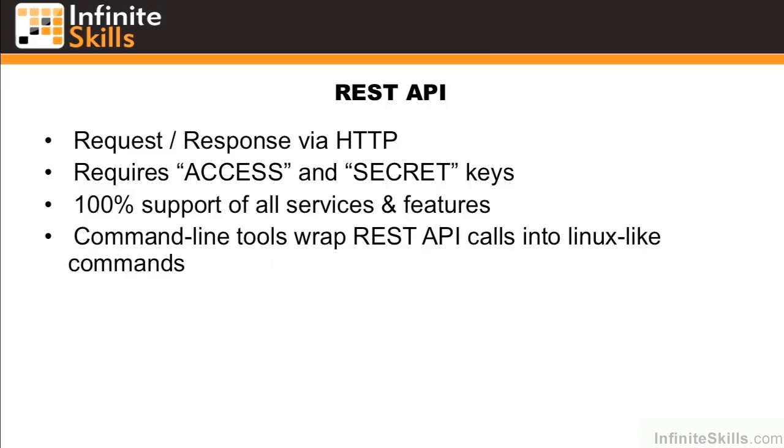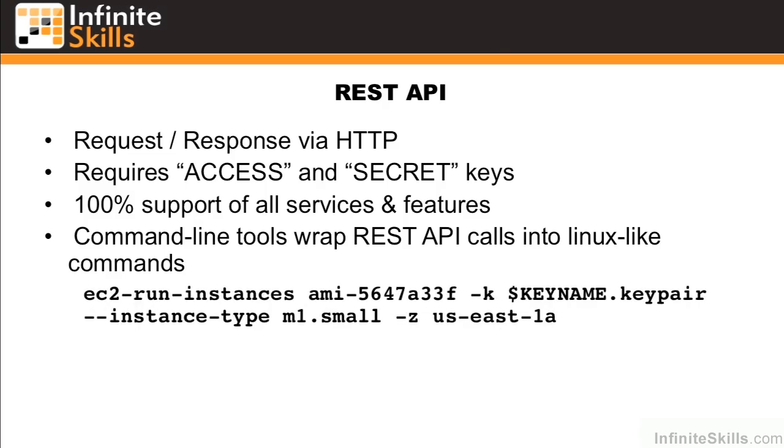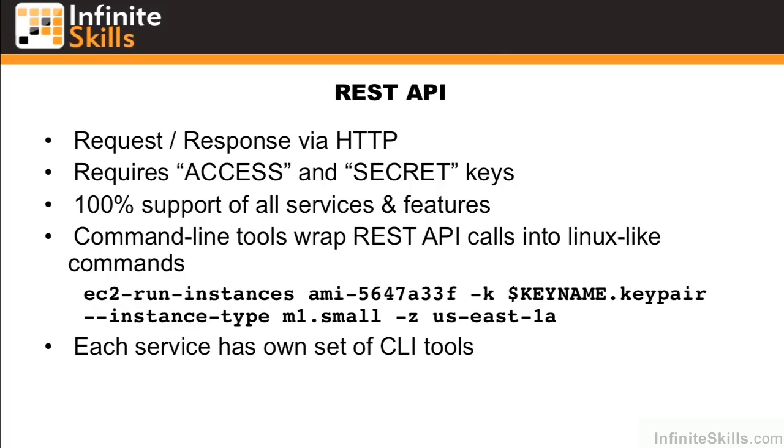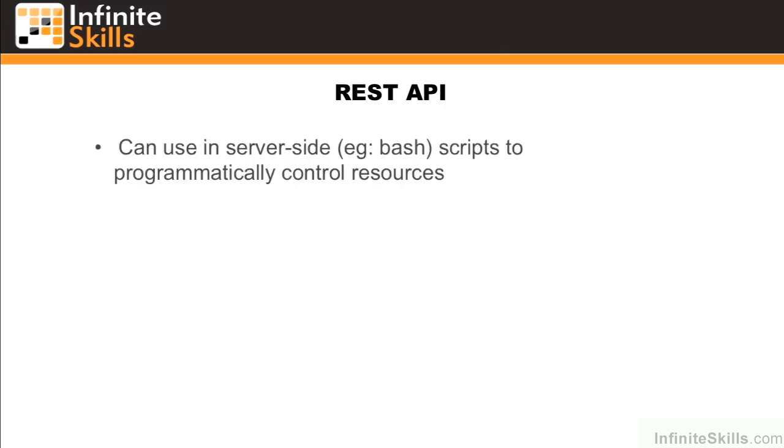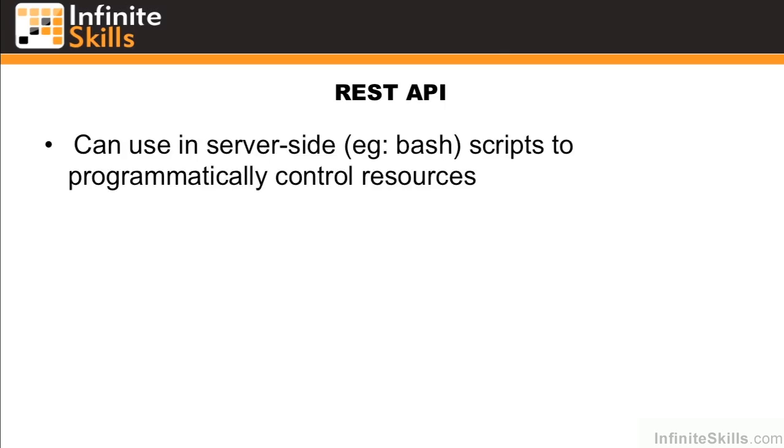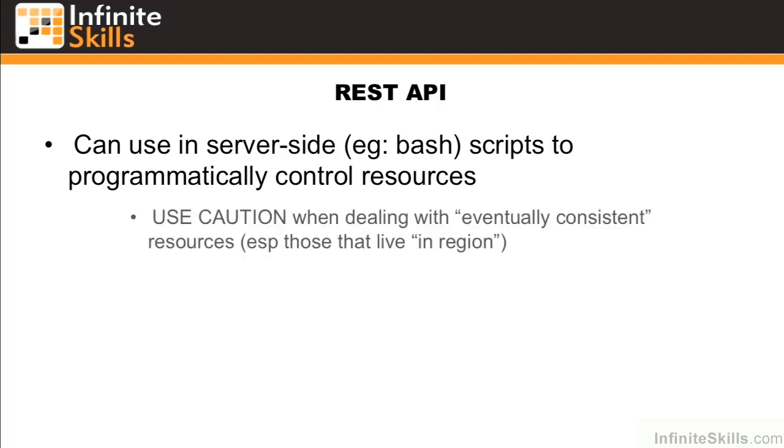Command line tools also wrap the REST API calls into Linux-like commands, such as this, to spin up a single instance. Each service has its own set of CLI tools, and you can download those through the AWS interface. The first three characters of each tool generally designates what it's for, such as EC2- is for EC2, AS- is for autoscaling, Mon- is for CloudWatch, so on and so forth. You can use the REST API in server-side bash scripts to programmatically control resources. For example, you could spin up assets at a certain time of day simply by firing off an API call.